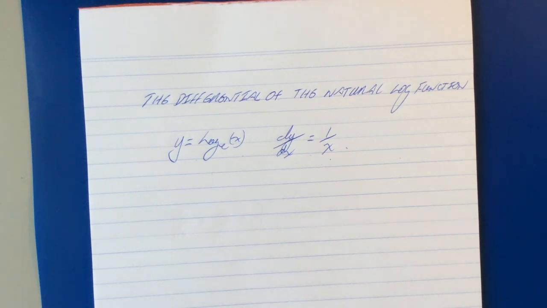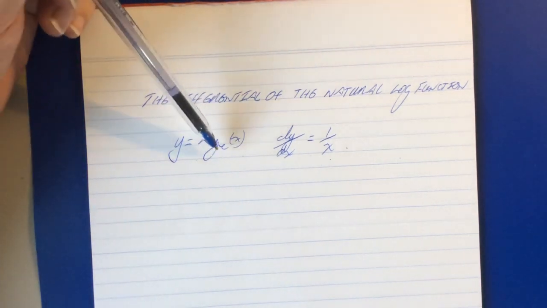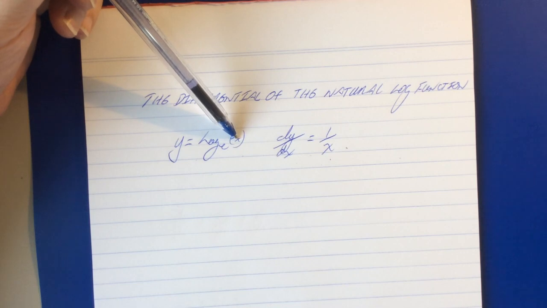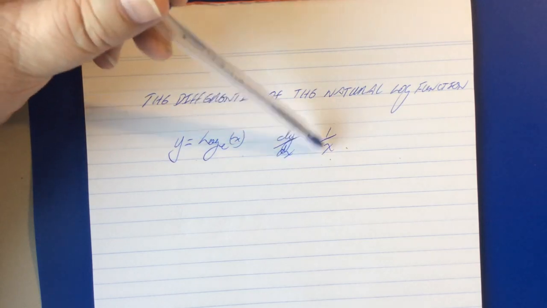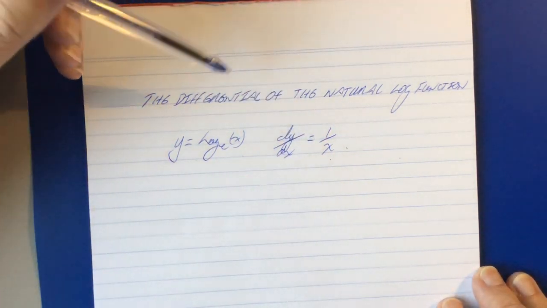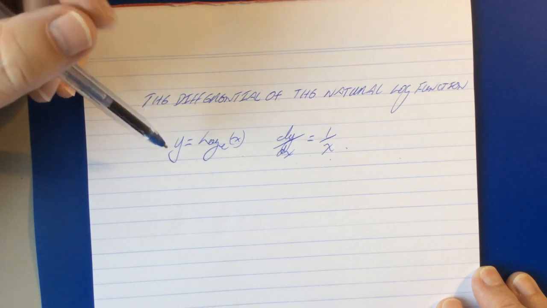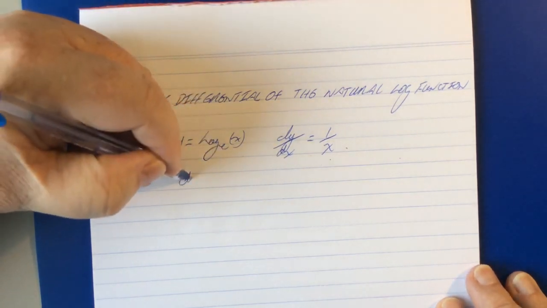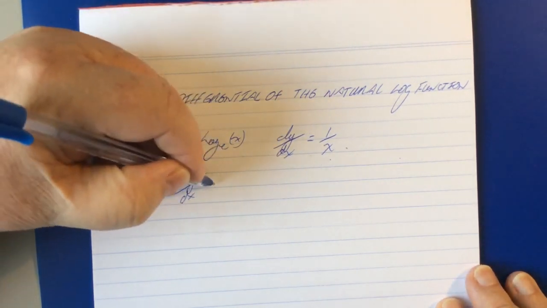Okay, so let's start with this. The differential of log e to the x is 1 over x. So what we have here is log e and a function of x. Why is it so? Well, the chain rule helps us explain that. So let's just get into this.